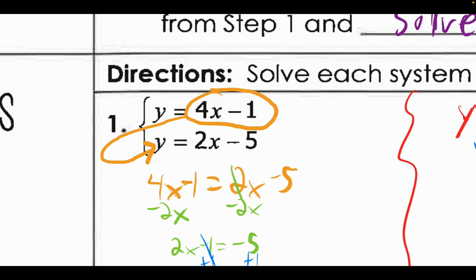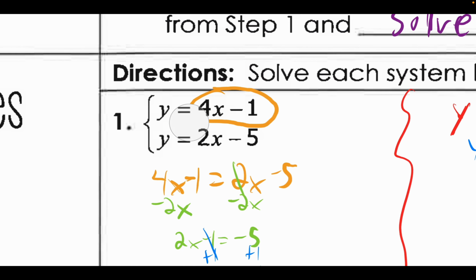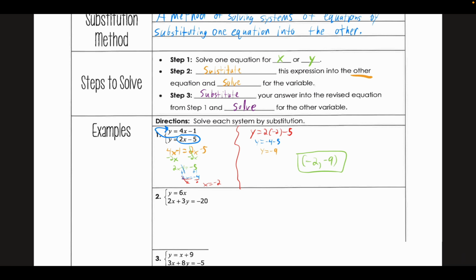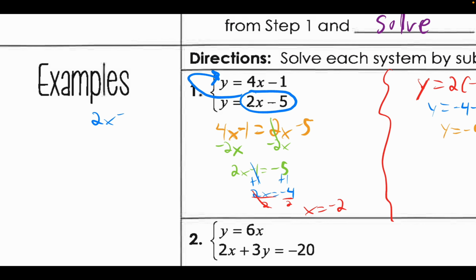Now you may be wondering, Mr. Kossel, since y was already solved for in both equations, what would happen if we were to have taken this 2x minus 5 and substituted it into the top equation instead? Well, let's look at what would have happened. So instead of y equals 4x minus 1, we would take 2x minus 5 in place of y and set that equal to 4x minus 1. And this is actually the exact same equation as we see over here in the orange. The only difference is that the sides are flipped around.